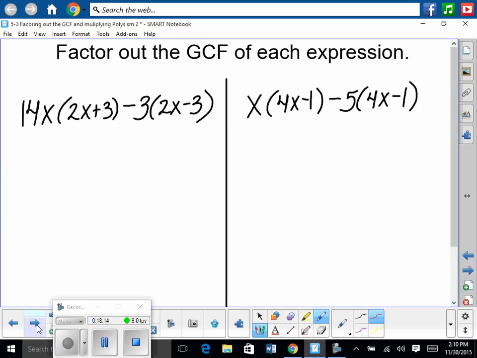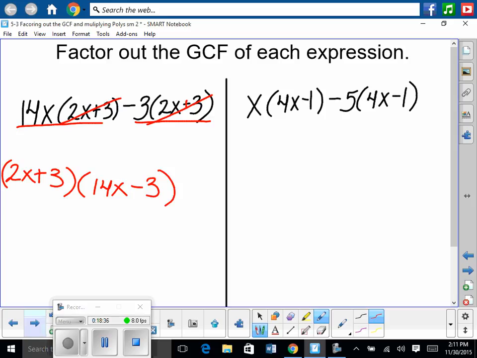Okay. This should be plus. Should we do a couple more? What's in common in this term and this term? It should be 2x plus 3. Very good. We have a 2x plus 3 in common. So when we factor it out, we divided it out. So left was 14x and then minus 3. Is everybody seeing it? Yes. So 14x and then minus 3.